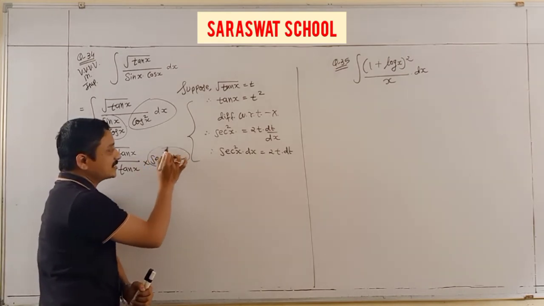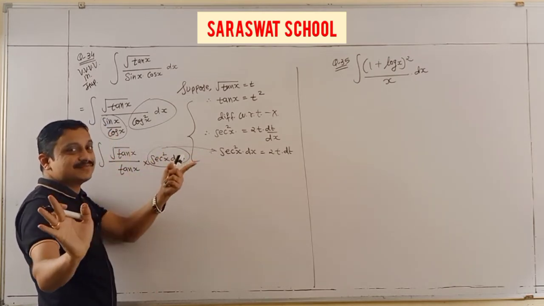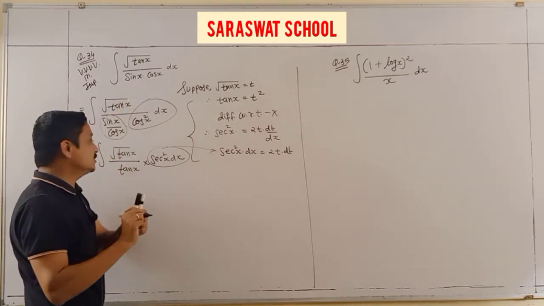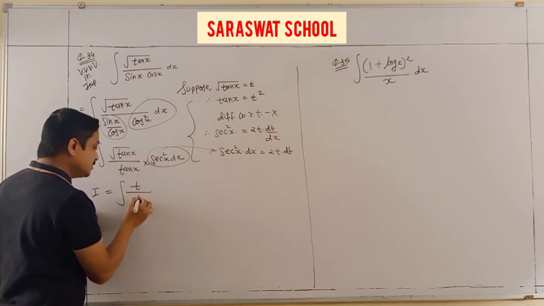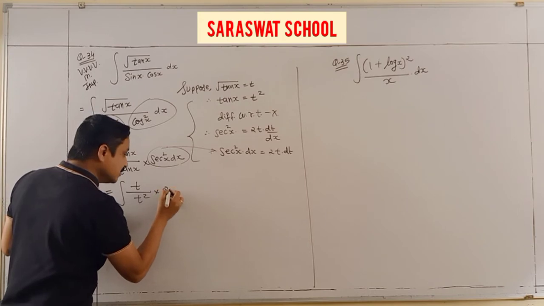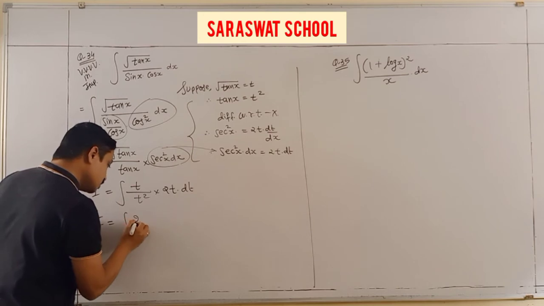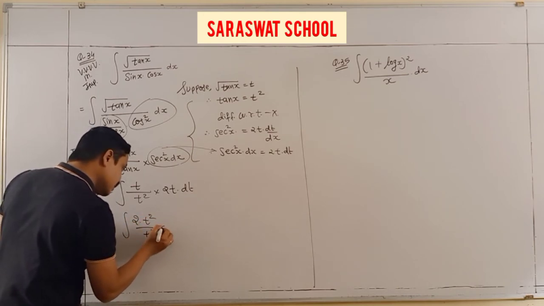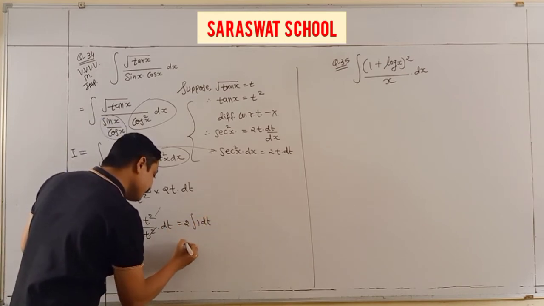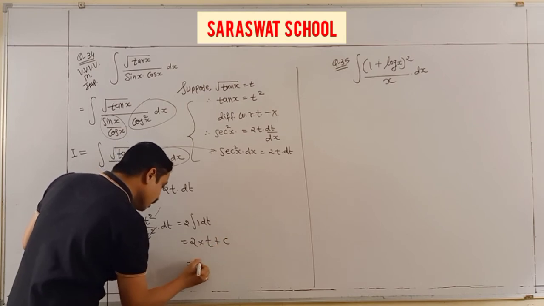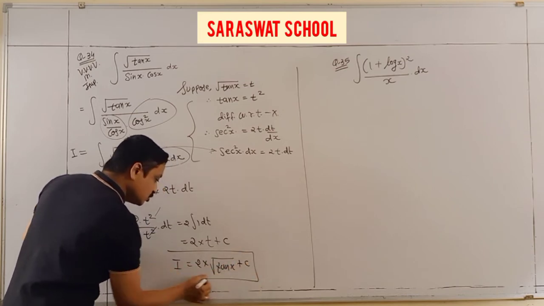In short, I just write this whole function in terms of t. This sec square x dx is 2t dt, and tan x is t square. But this is the main thinking here, students. So my integration: root tan x is t, tan x is t square, and sec square x dx is 2t dt. Now in the integration, 2t square by t square is gone. Only 1 dt remains, which is t, and happily done. The value of t is tan x plus c. So this numerical is done.